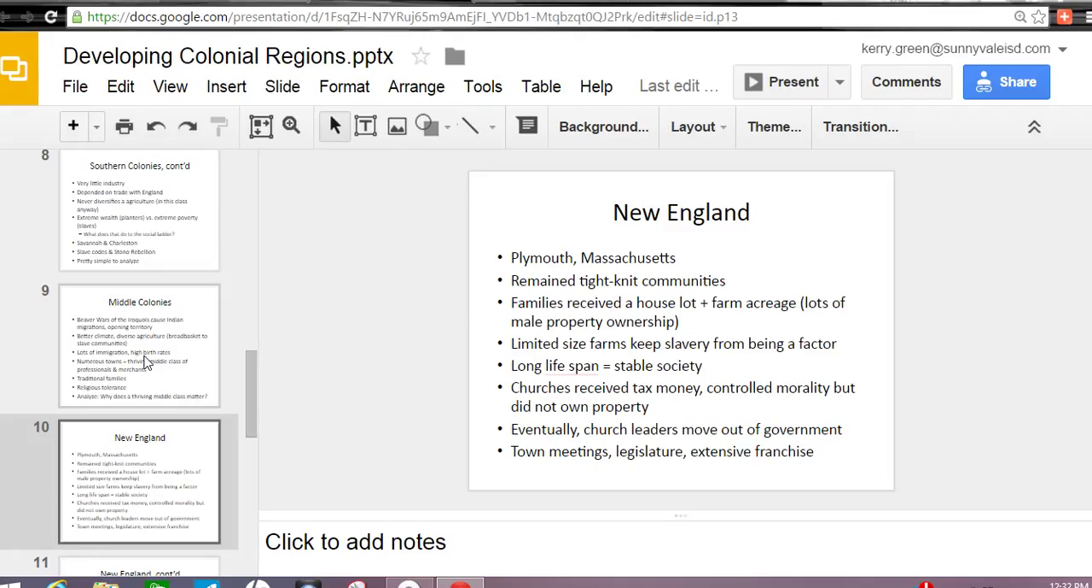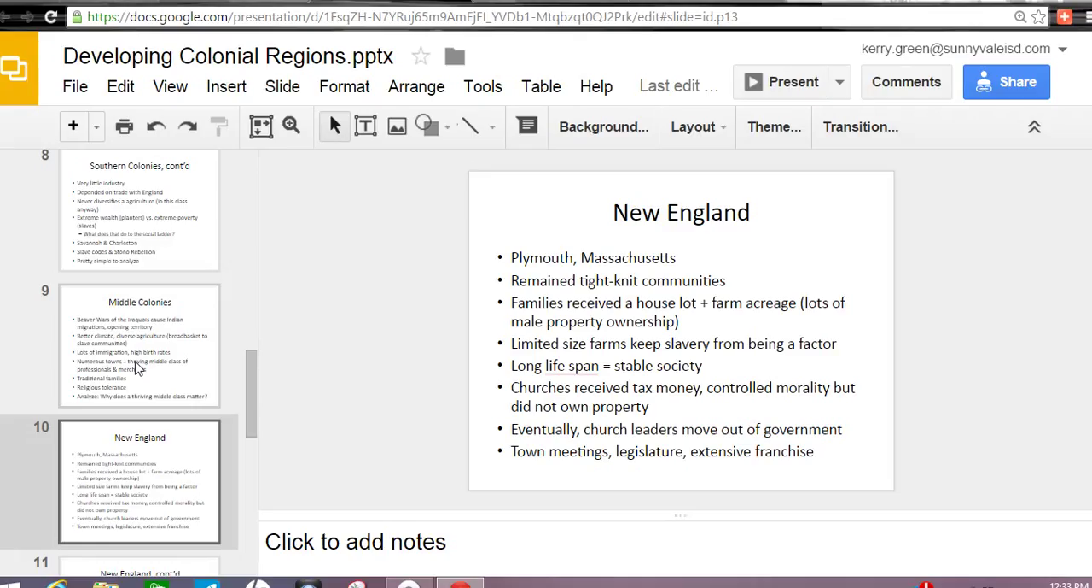They have much longer lifespans. Their society has always been more stable, going back to 1619. They're much more stable. And so it tends to encourage longer life. Churches receive the tax money and control morality. But the churches technically don't own property. So in that sense, they try to break the tradition of the Catholic Church, where the Catholic Church actually owned property. However, note that the Puritan churches do get a portion of tax money, and the taxes are required. You don't have a choice not to donate to the church.